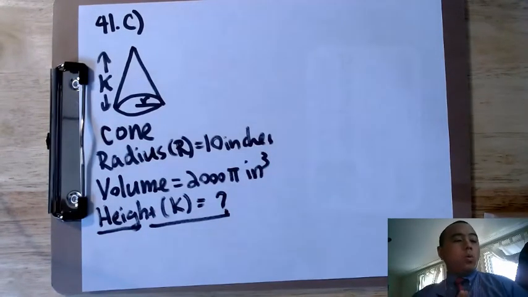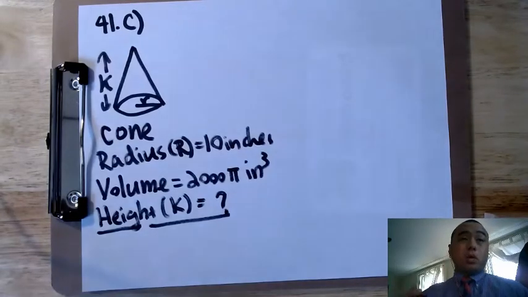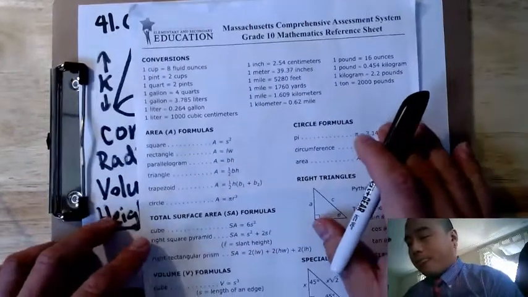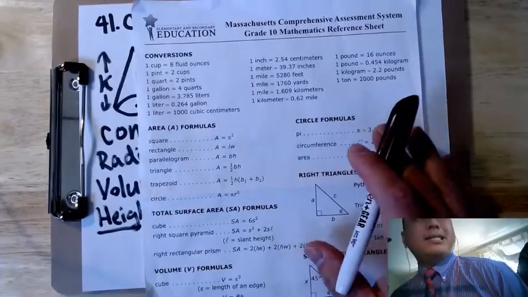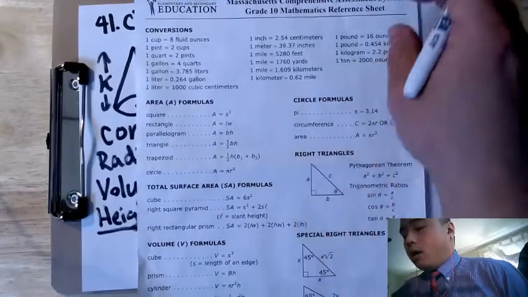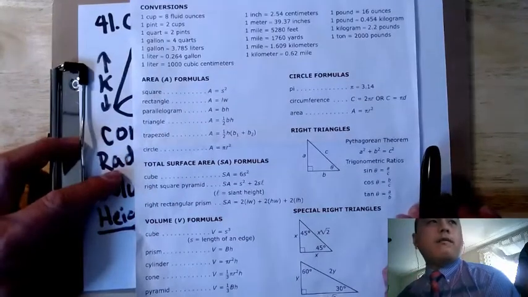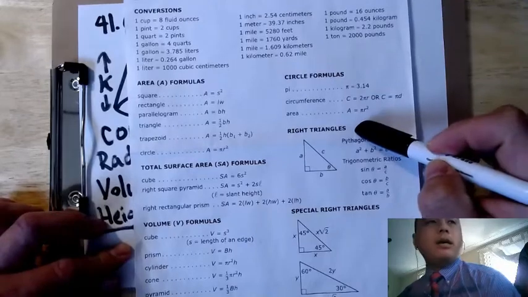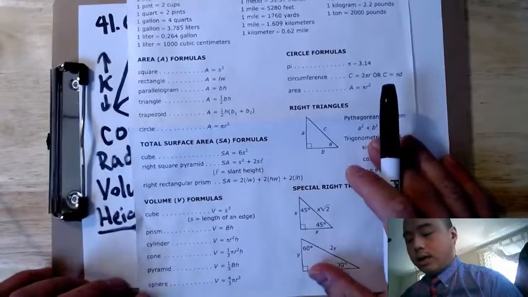So what do we know? Again, in mathematics, you are not taught to memorize formulas, but to use your resources well. So again, we will go back to the MCAS reference sheet. Here we go. MCAS, Massachusetts Comprehensive Assessment System. This is a grade 10 mathematics reference sheet. You have conversions, area formulas, total surface area formulas, volume formulas, followed by circular formulas, right triangles, ending with special right triangles. The one we're looking for is volume.